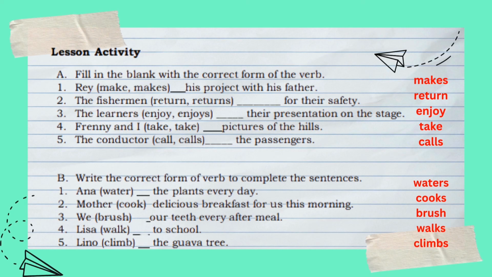Franny and I, okay, plural too. So we use the plural form, which is take. The conductor, singular, we use a singular verb, calls. Okay, for letter B, write the correct form of the verb to complete the sentences.